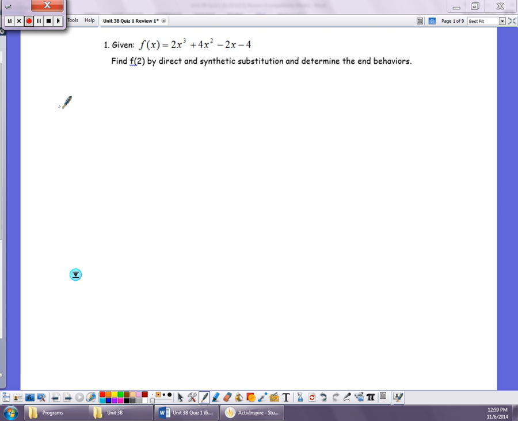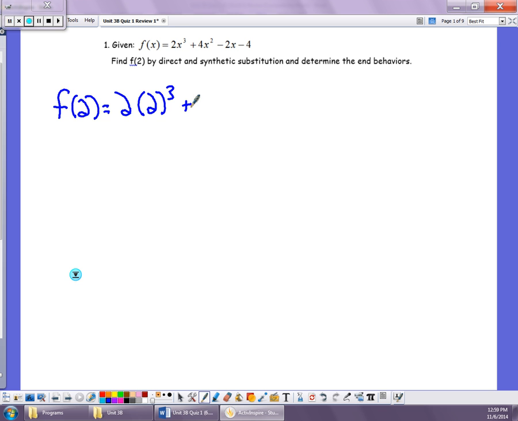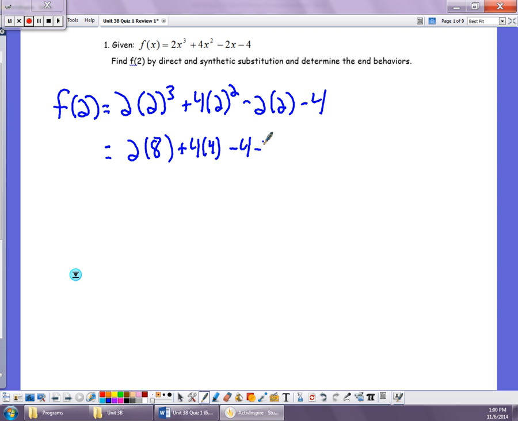So the first question asks us to use direct and synthetic substitution to solve for f of 2 and then find end behavior. So direct substitution you've been doing since, you know, second grade. You just plug in 2 for x and solve. So everywhere there's an x, I'm putting in a 2. And then I'm just going to simplify this. So that's 2 times 8, 4 times 4, minus 4 minus 4. And you end up with 24.